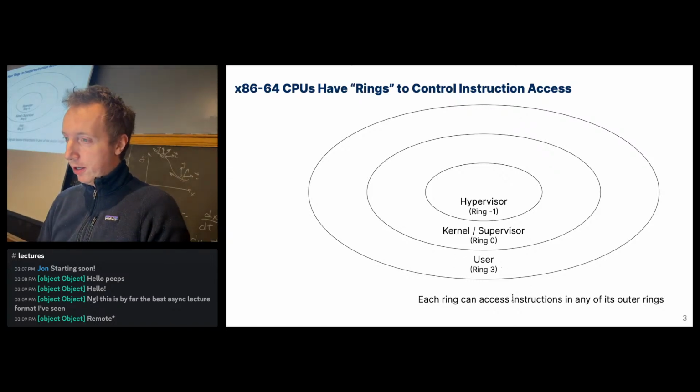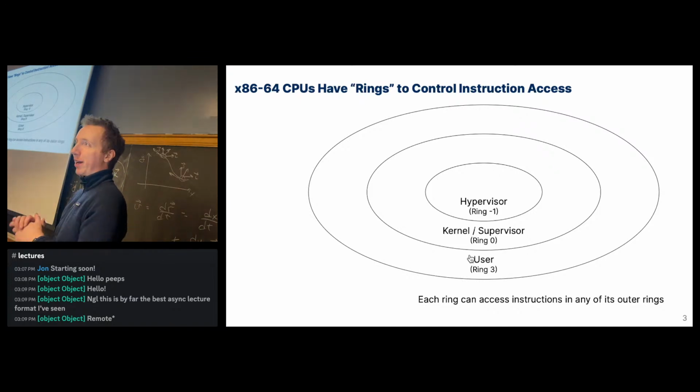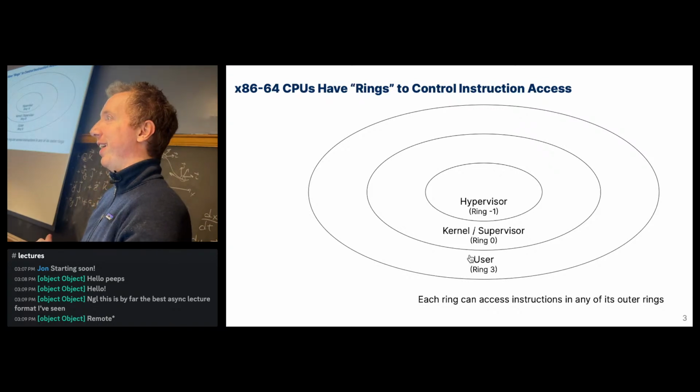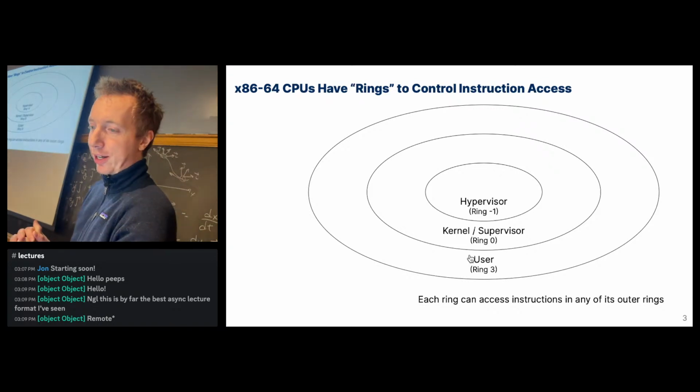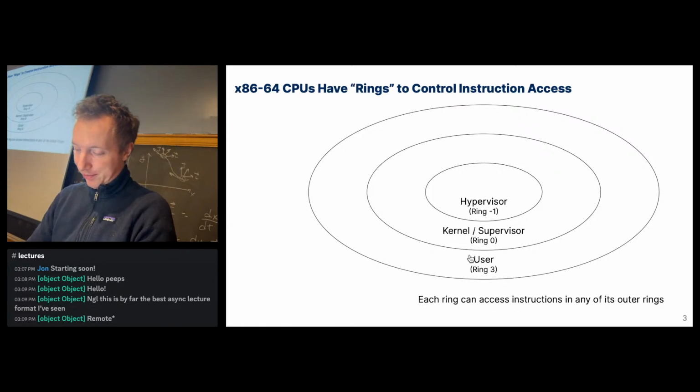So far, you've been using user mode, which is ring 3, and you might question why ring 1 and 2 don't exist. And the answer to that is it's x86, don't worry about it. Which is a stupid answer, but it is how it is.